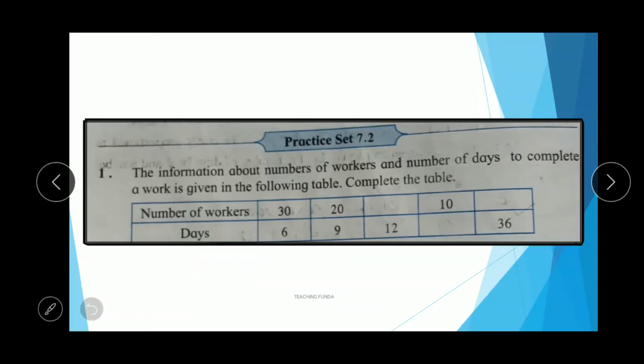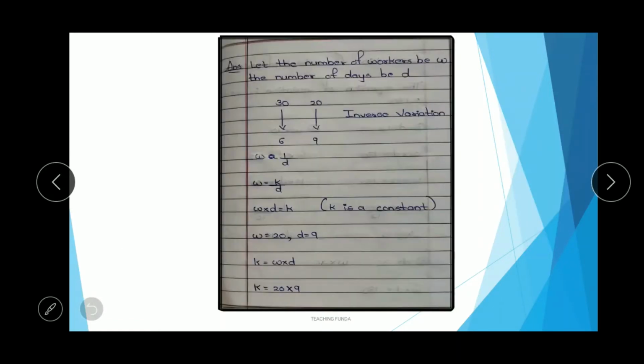Of course it will increase. So if one quantity is increasing and the second is also increasing, then it is direct variation. And if one quantity is increasing and the second is decreasing, then it is inverse variation. Okay, so here one quantity is increasing, the second is decreasing, so it is inverse variation. Now next we will start our sum over here.